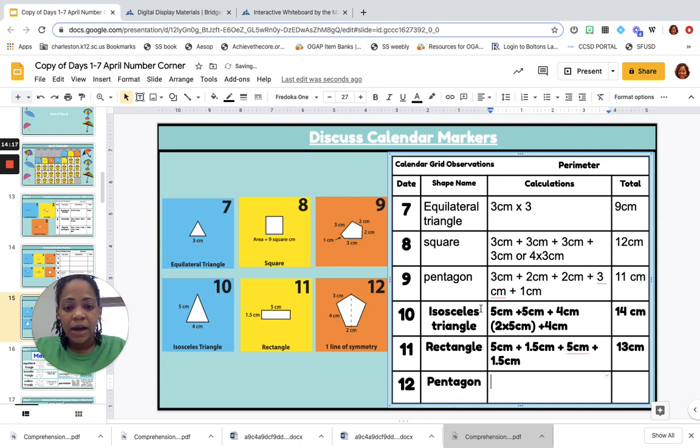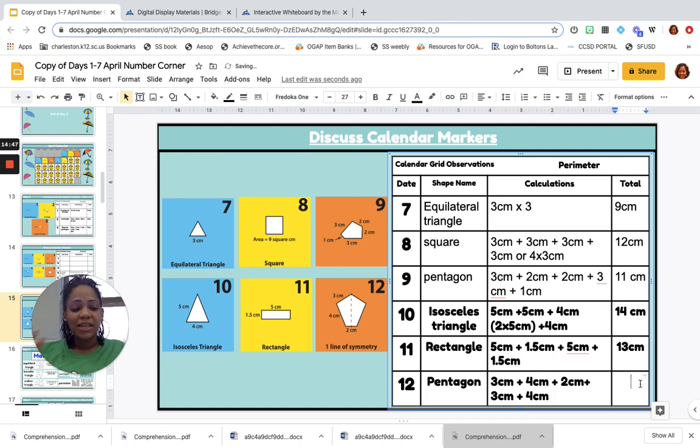So in order to figure out the perimeter, I'm going to put down the side lengths that we know so far. 4 centimeters plus 2 centimeters. And I want to point out the fact that we know there's a line of symmetry. That means this side is equal to this side. So if this is 3 centimeters, then this is also 3 centimeters. So if this is 4 centimeters, then this is also 4 centimeters. So what is our total for our perimeter?